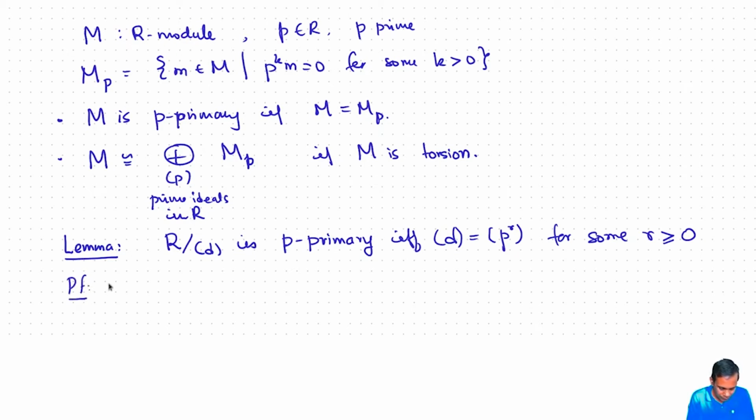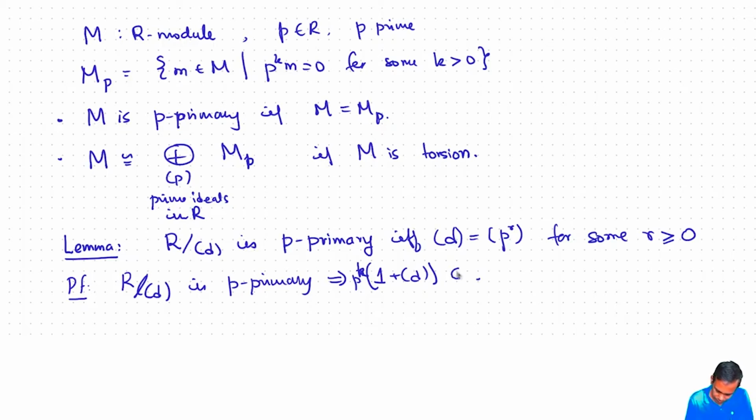And the proof of it is rather simple. R mod D is P primary means that some power of P kills 1, the image of 1 in R mod D, which means that some power of P ends up inside D. So R mod D is P primary implies that P to the k belongs to D for some k greater than 0.